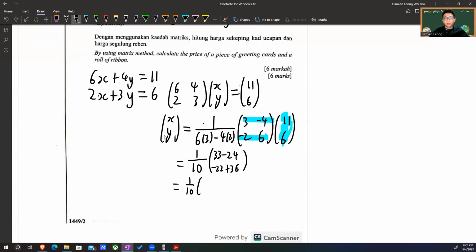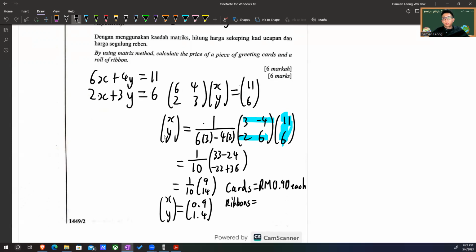So 1 over 10, times 9 and 14. Times in, 0.9, 1.4. So XY is 0.9, 1.4. Okay, X is the price of cards, which means cards are 90 cents each. Ribbons, 1 ringgit 40 cents each roll. Yeah. That's it.